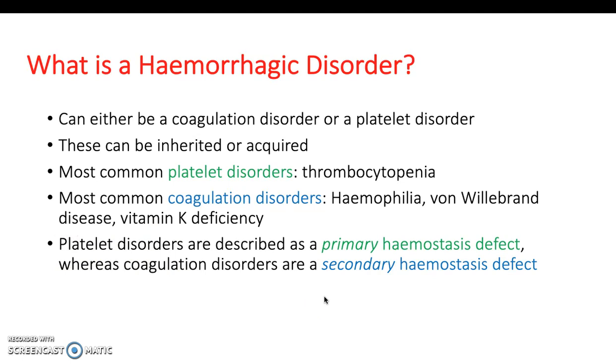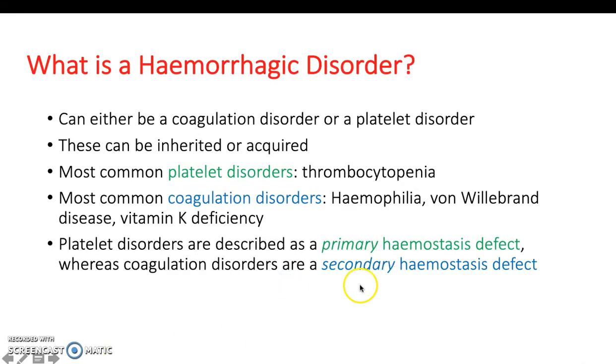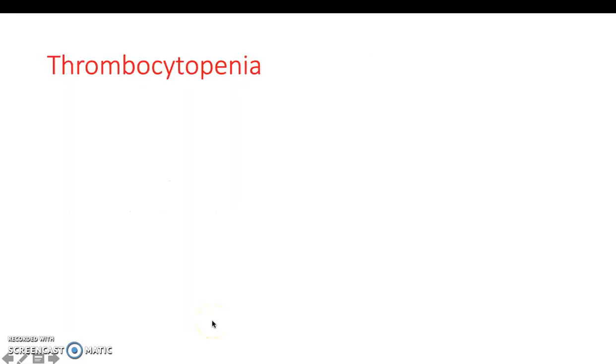Essentially, a primary haemostasis defect is a disorder of the platelets or the vessel wall, so think what comes first. A secondary defect is a disorder of the coagulation cascade, including the intrinsic and extrinsic pathway.